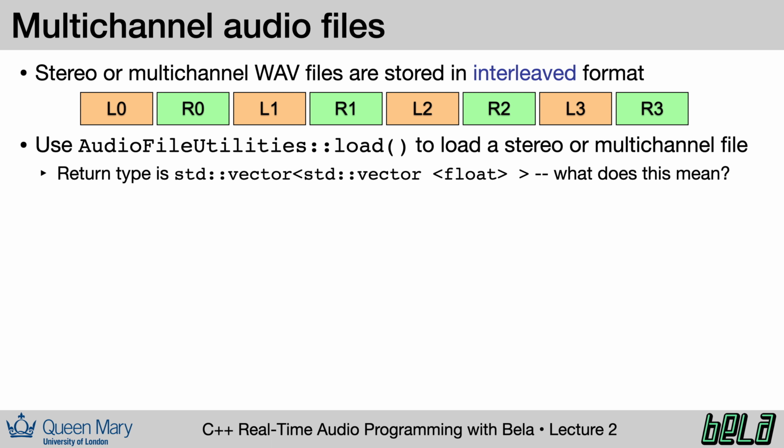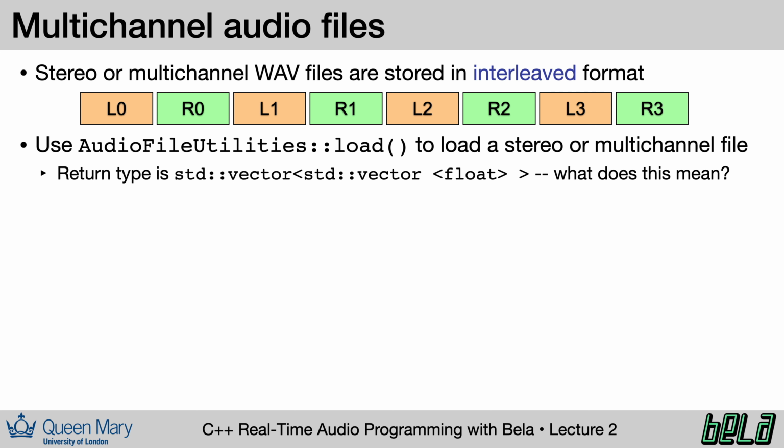So now suppose that instead of playing a mono audio file, we actually wanted to play a stereo file. How do we do that? Well, first of all, stereo WAV files internally on the disk are stored in an interleaved format. In a sense, we don't care about this because the audio file utilities is going to deal with this for us. We're going to use a different function called load rather than loadMono to parse the file and store it into a memory buffer.